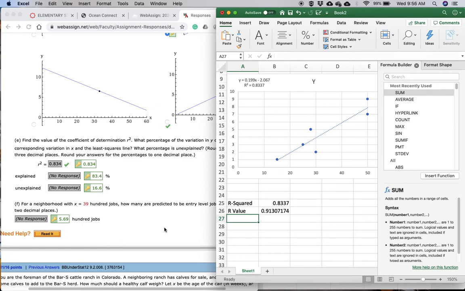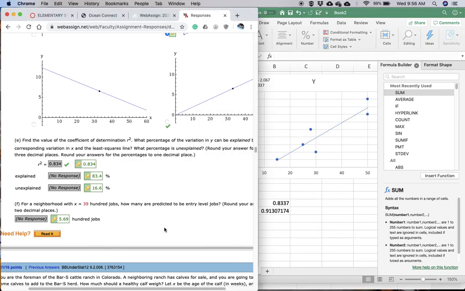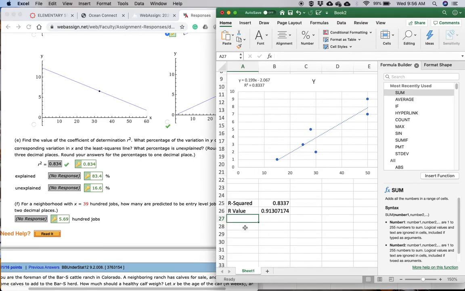For a neighborhood with X equals 3,900 jobs, how many are predicted to be entry-level jobs? Well, this is when we want to go back to our formula y equals 0.199x minus 2.067, our least squares regression formula. Now we want to take that equation and plug in 39 in place of x.